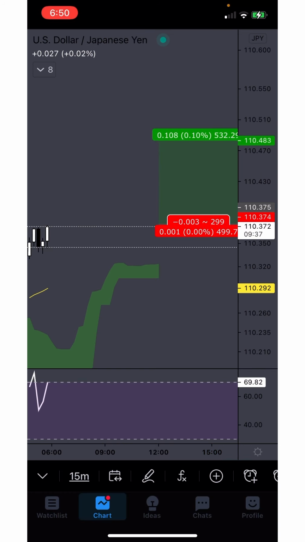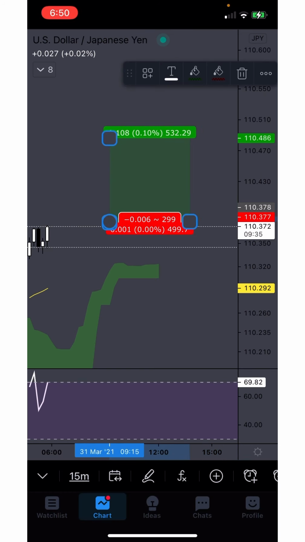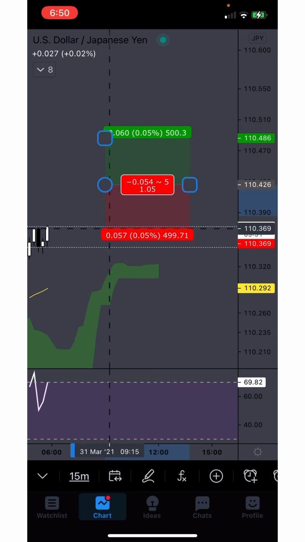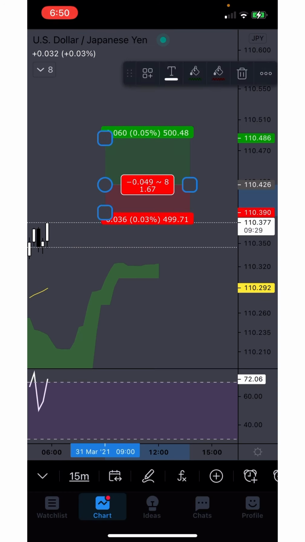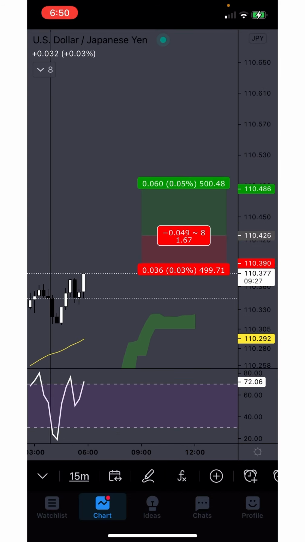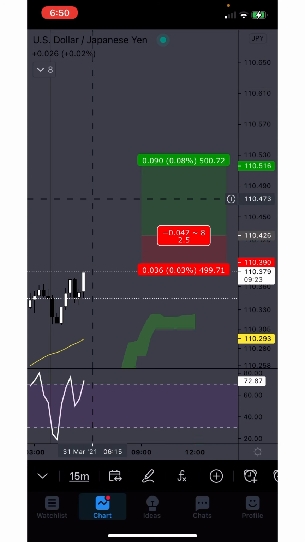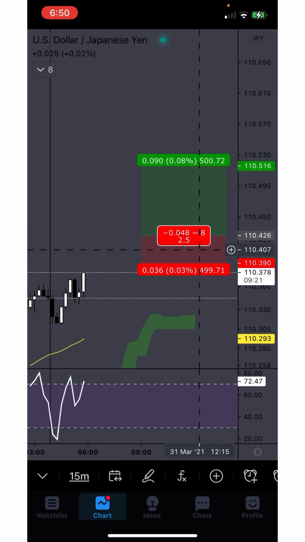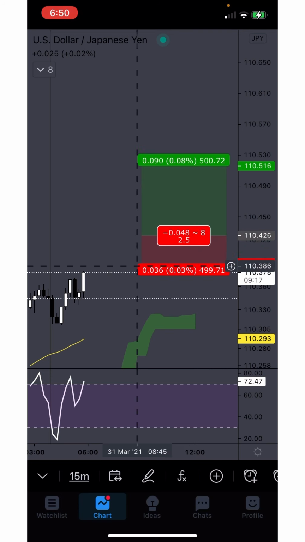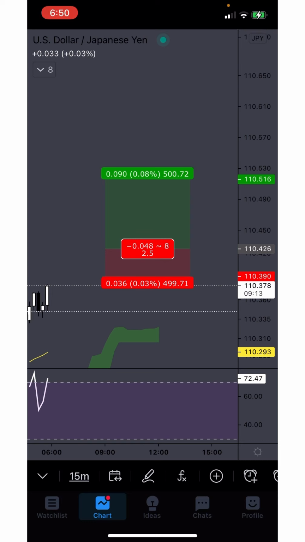Since I'm not on my computer, I can't really work this as well as I want to. I'm looking at this number right here. This number, that 2.5. That's what I'm looking at. Okay, so that's what I would normally go for the first trade. That's the first trade. That's the trade that you use to grow your account.